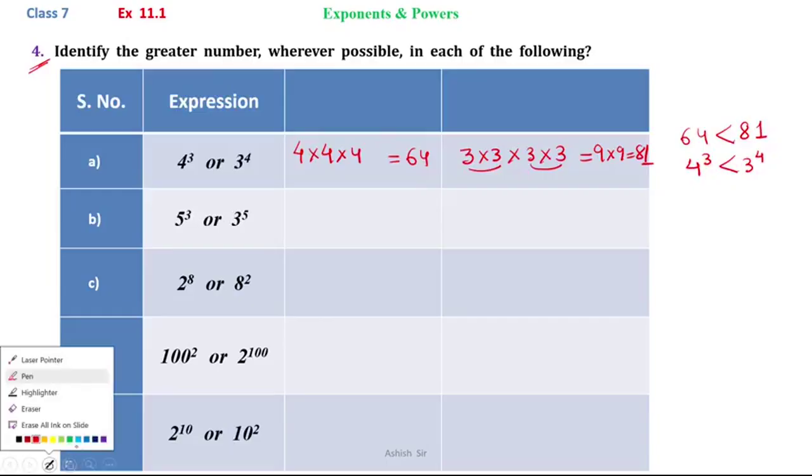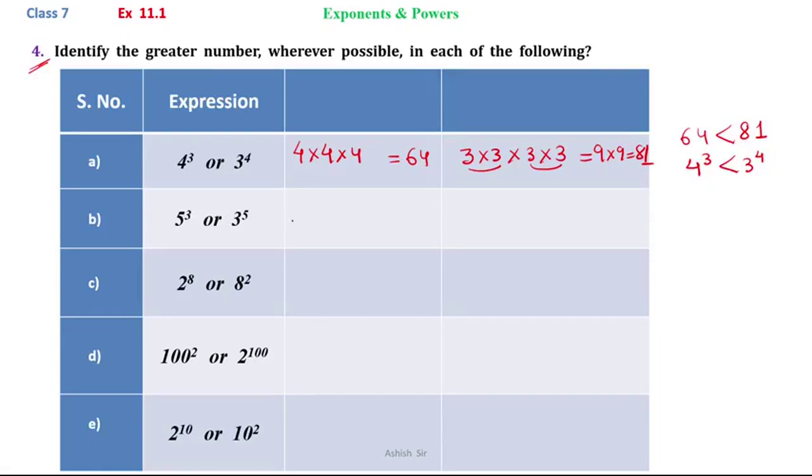Similarly, if we go for the next calculation, we find that 5 to the power 3, that is 5 into 5 into 5, is 125, and 3 to the power 5 is 3 into 3 into 3 into 3 into 3. So 3 threes are 9, into 3 threes are 9, into 3. So that will be 81 multiplied by 3.